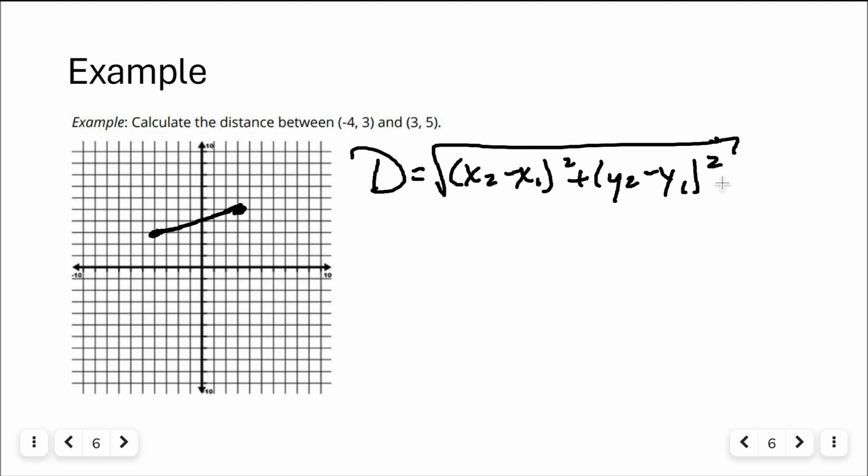Now you might be saying, well, do I have to know this? Yes, you have to know it. They're not going to give it to you when you take that college placement exam. They're not going to tell you what the distance formula is. You have to know it to be able to get it right.